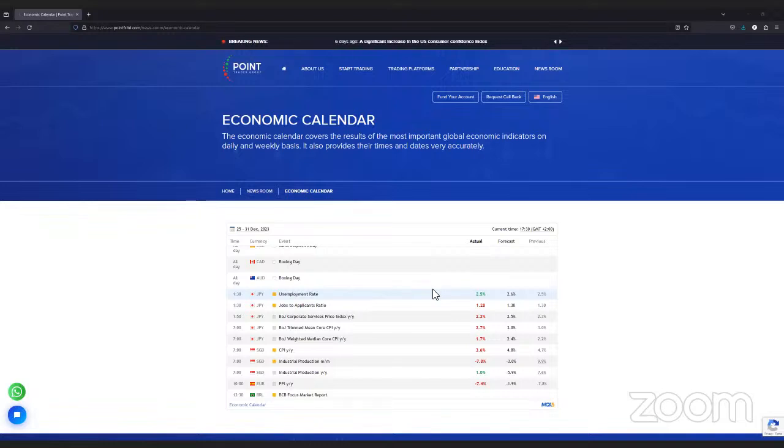So it depends on the release itself. For instance, the inflation rate. If the number of the inflation rate is going higher, this is very bad for the economy. If the number is going down, this is very good for the economy. The GDP numbers, if they are going down, this is very bad for the economy. If they're going higher, this is very good for the economy. You know how it works.